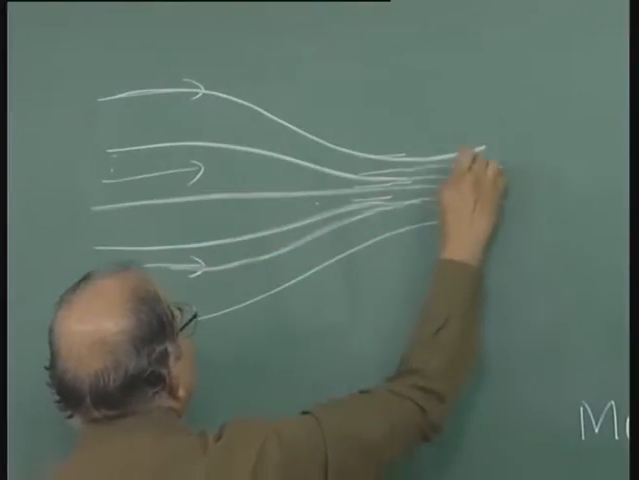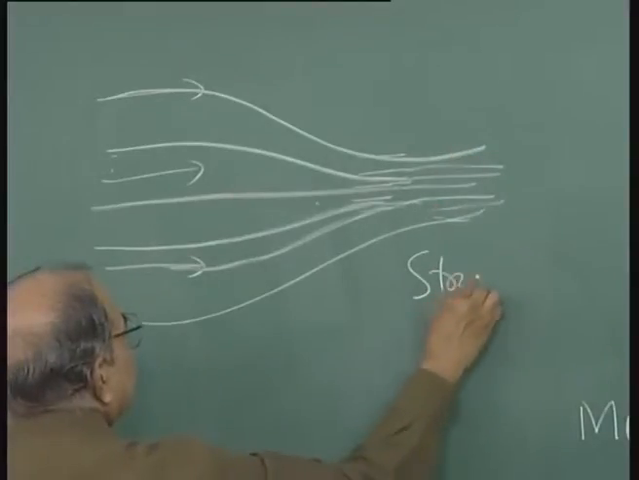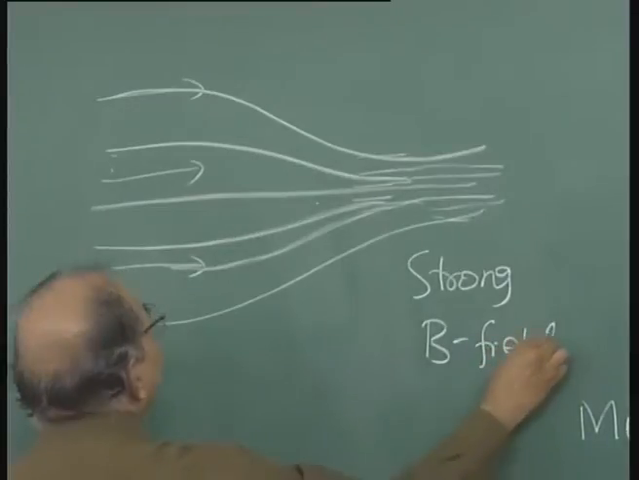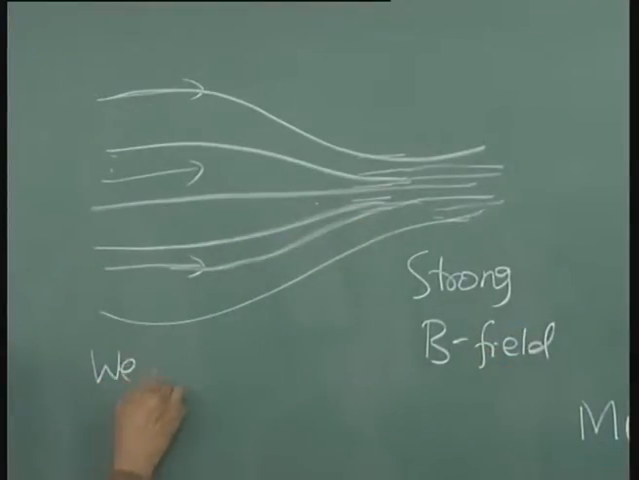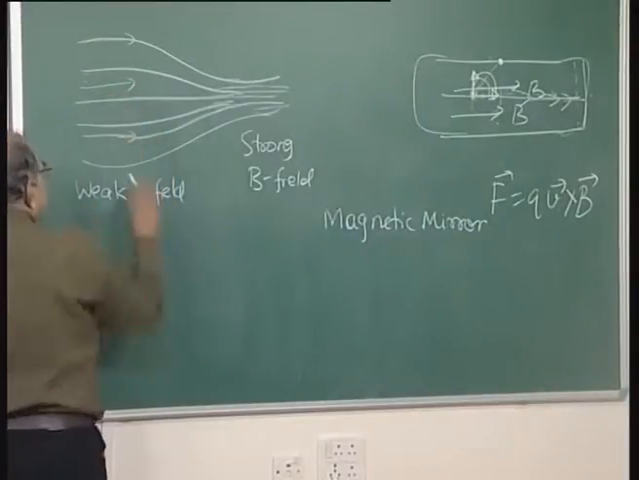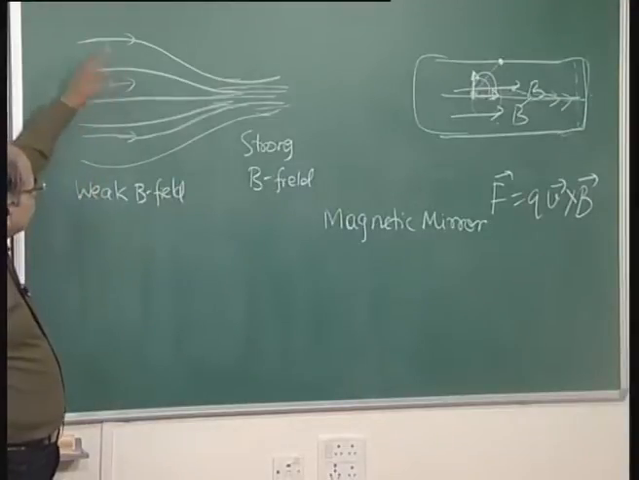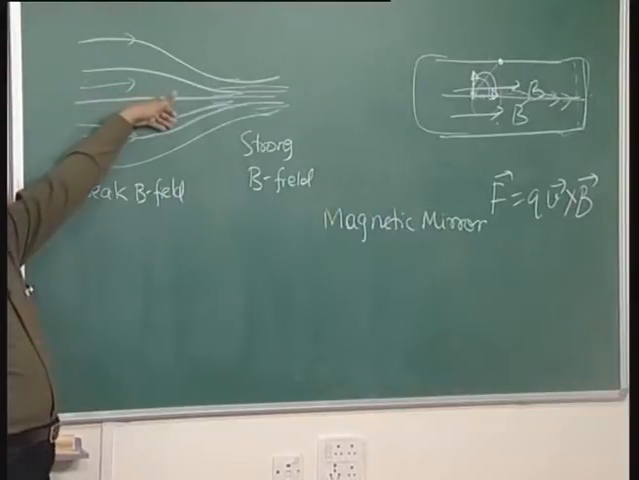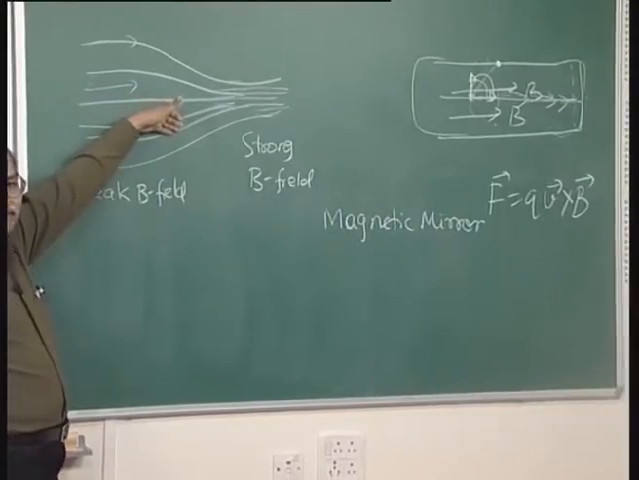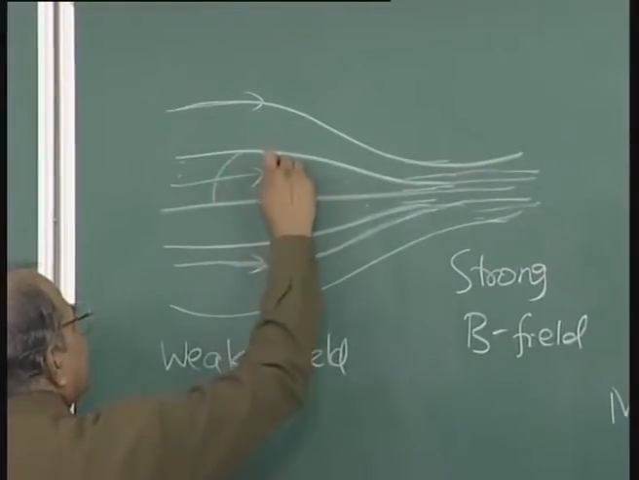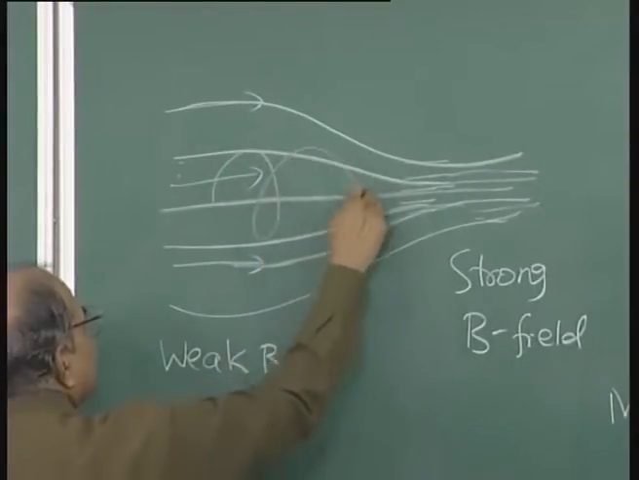So, you have a larger field here, a strong B field, and here you have a weak B field. Suppose you have a particle which is circling this magnetic field and at the same time moving towards the right. So, a particle is there which is circling it, and then it is going towards the right.